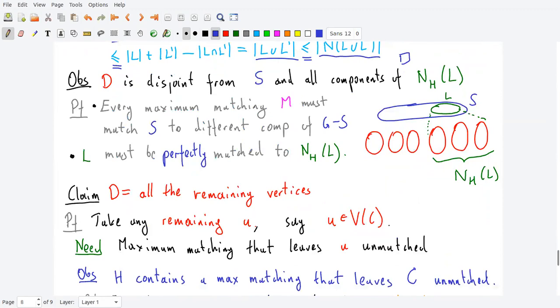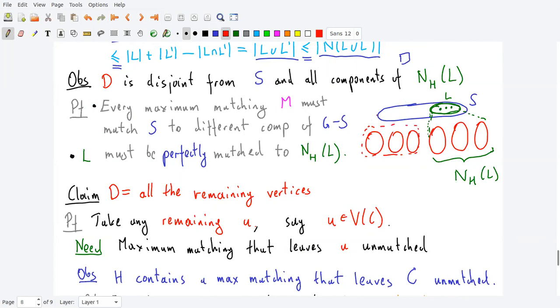Good. So now we have the set L, which is the maximum size with zero defect, and it sees some components exactly as many as its size. Well, that's the thing. So I now claim that actually D must be disjoint both from S and from those components here. So actually D can only be contained here.